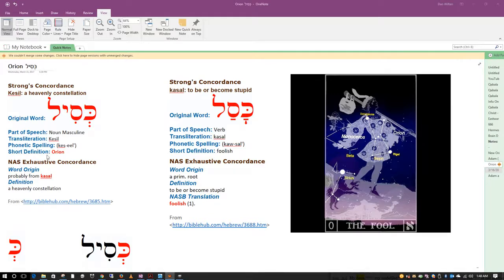It says that the Orion constellation, the word origin is probably from Kasal, and Kasal is this word which means to be or become stupid. Well, this is not exactly what it means. What you're going to notice right off the bat is that these two words look literally the same except for the yod that you see right here. And so when we start breaking these things down, we'll see what the true meaning is.